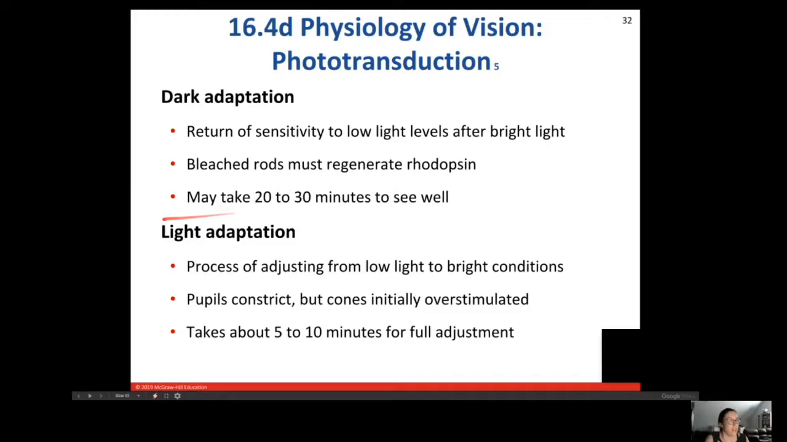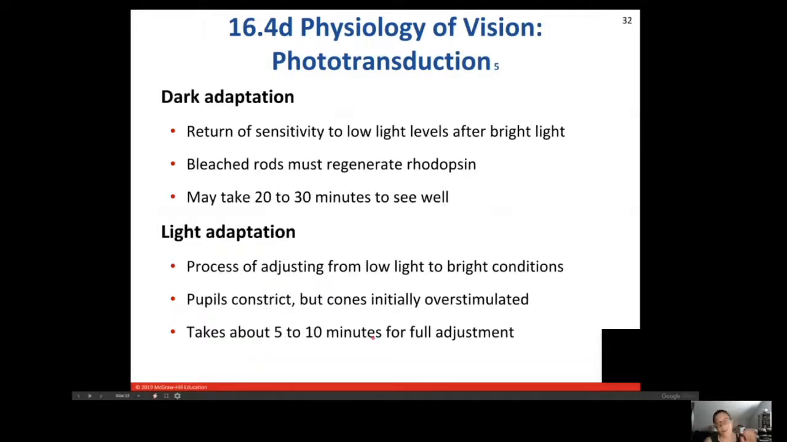The opposite of this is light adaptation, the process of adjusting from low light to bright light conditions. The pupils constrict, but the cones are initially overstimulated. If you go outside when it's really bright, your pupil is wide at first, so it lets in way too much light. Initially your cones are overstimulated, and some of them might get a little bit bleached out, like that really bright light that you see in front of your eyes. And it can take a little while to fully adjust.